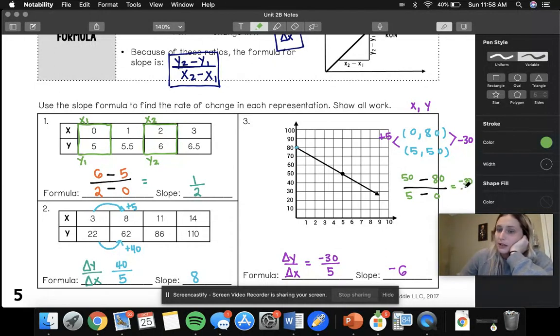And 5 minus 0 is 5. So again, we're getting the same value. It's up to you if you like to find just the change in the numbers, or if you like a formula that works 100% of the time.